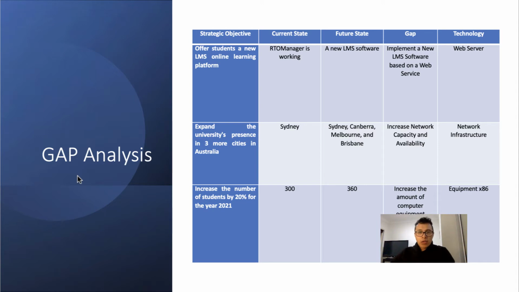Now I'm going to show you the result of the GAP analysis. As you can see, the strategic objectives are three: offer the students a new LMS, expand the university presence in 3 more cities here in Australia, increase the number of students by 20% for the current year.